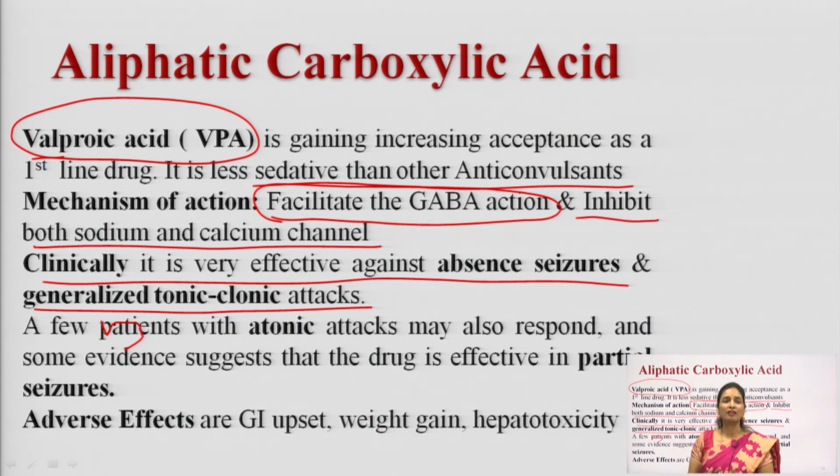What is the major adverse drug reaction of this drug? After taking this drug, the person can gain weight, and it can cause hepatotoxicity. So, valproic acid will cause liver damage. Apart from liver damage and weight gain, it can cause GIT upset, so there are some GIT disturbances in the body. These are the adverse drug reactions of the carboxylic acid.